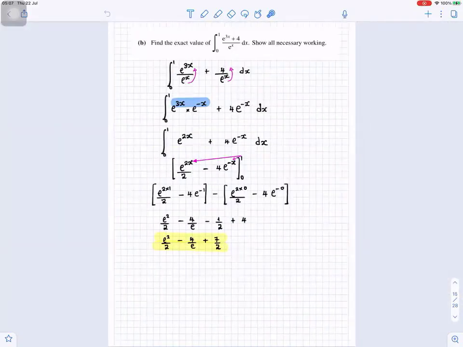Find the exact value of the integral from 0 to 1 of (e to the 3x plus 4) over e to the x dx. Show all necessary working. You can separate them. It becomes e to the 3x divided by e to the x, plus 4 over e to the x. E to the x goes to the numerator, becomes e to the minus x.